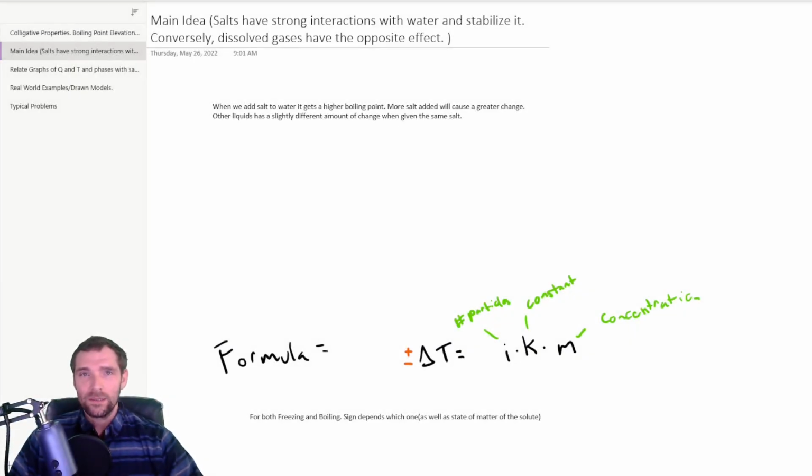When we're talking about colligative properties, you're typically going to see this formula where your change in temperature is equal to i times K times little m. And this is the formula that you might use for freezing point or boiling point. Depending on your class, your teacher might always tell you that boiling point always goes up, freezing point always goes down, which is the case for salt, but it's not the case if you dissolve a gas in there. It actually has the opposite effect.